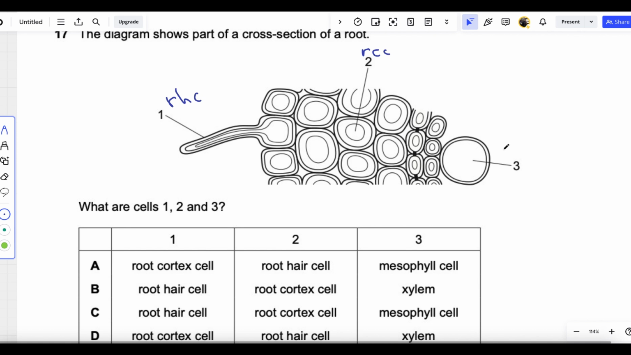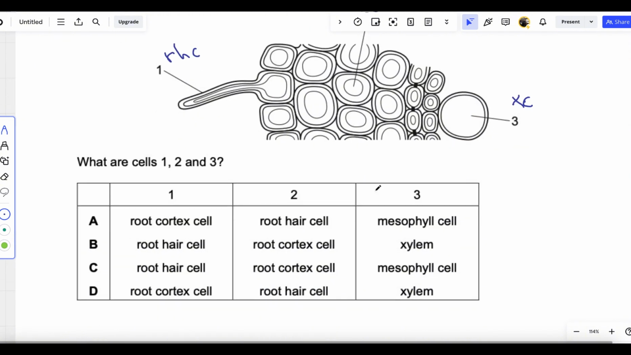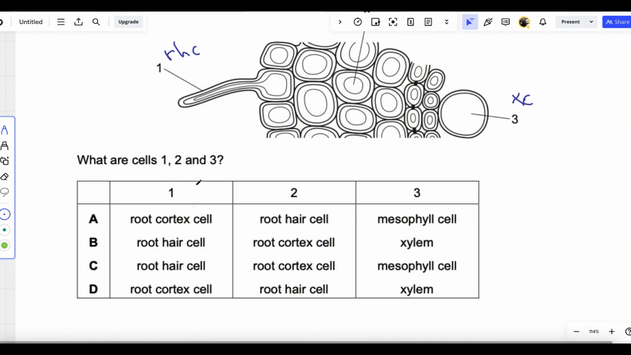And number 3 could be our xylem. You see it's big, right? The xylem that will take the water and mineral ions to the xylem cells. So I say XC, xylem cells. Okay, so this is 1, 2, 3. So we look for the option that best arranges them like that. A is no. This one that looks like sperm cells is always called the root hair cells. The one that eventually goes deeper into the ground is called the root hair cells. So A is wrong, and D is wrong because they did not start with root hair cell.